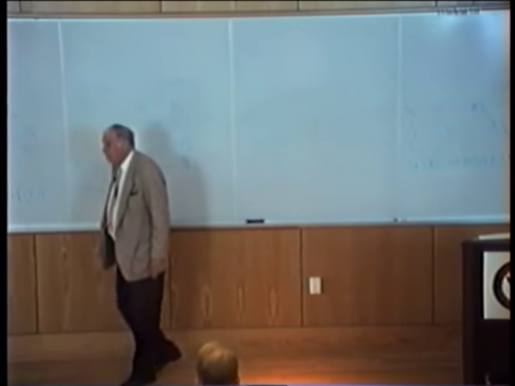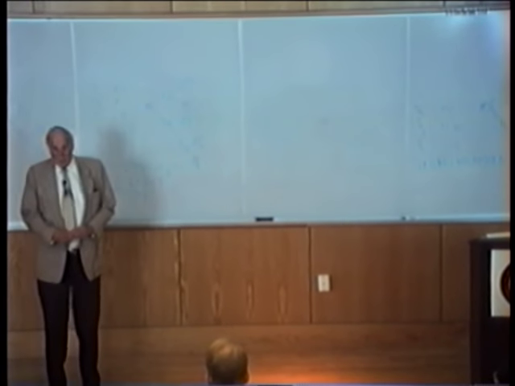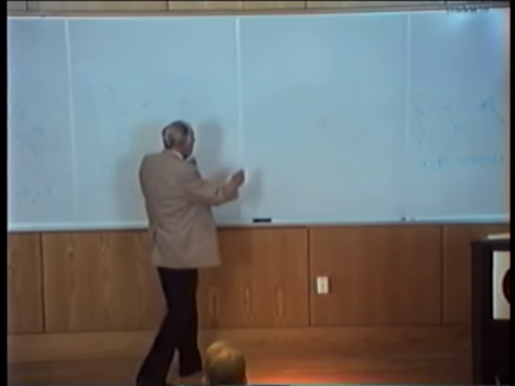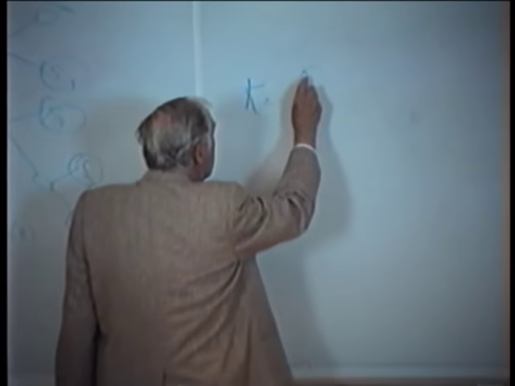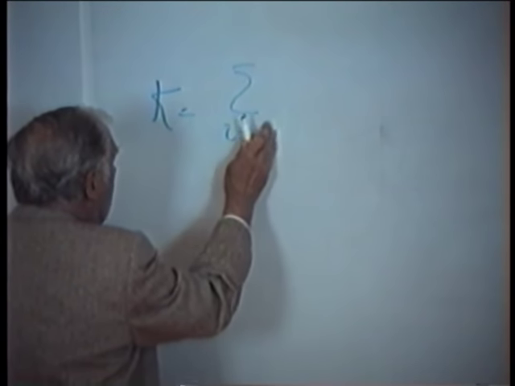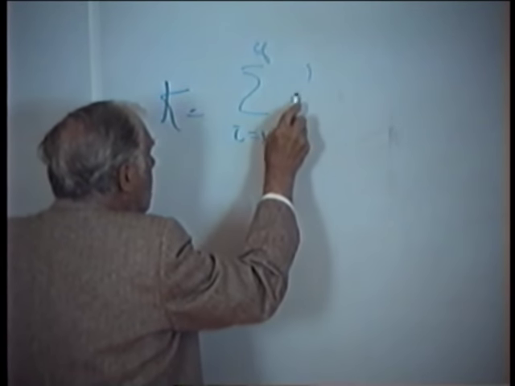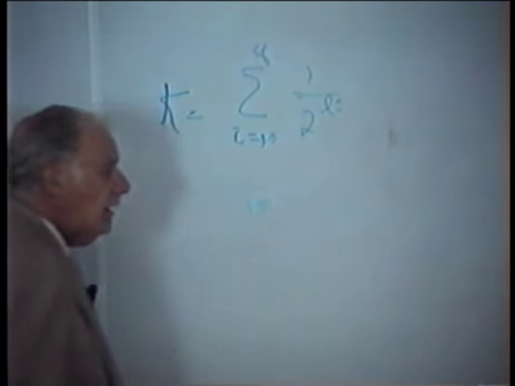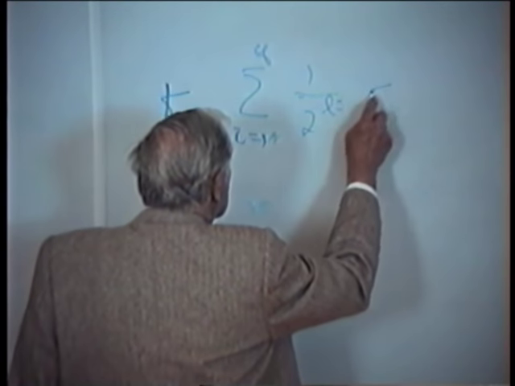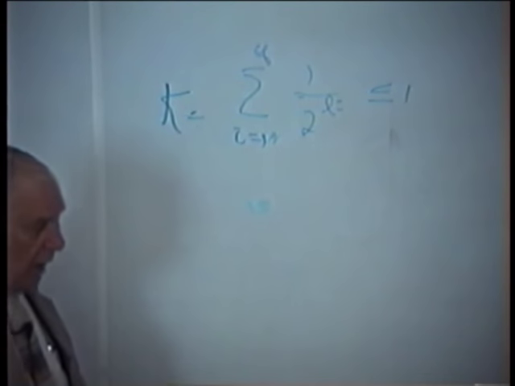Now Kraft says there's a number K, the sum for i running from 1 to Q of 1 over 2 to the L_i. The 2 comes from the fact I'm using binary. If I were using a ternary base, I'd use a 3. If I were using a base with 17 symbols, I'd put a 17 in. But we're working in binary for simplicity. Now this, he says, for unique decodability, must be less than or equal to 1. When you think about it, that is saying the L_i's must be large. I cannot have a large number of small L_i's, because then the sum would be too big.